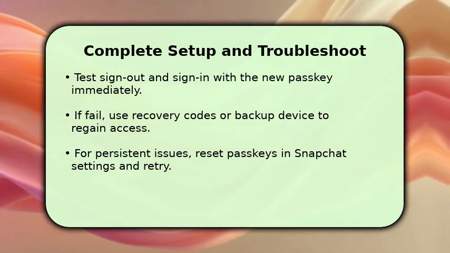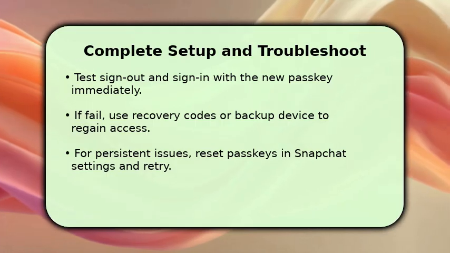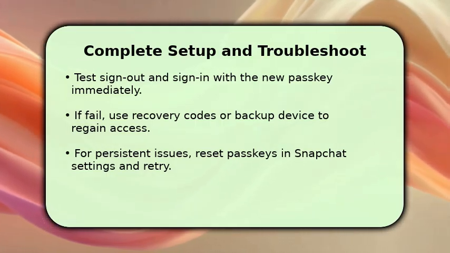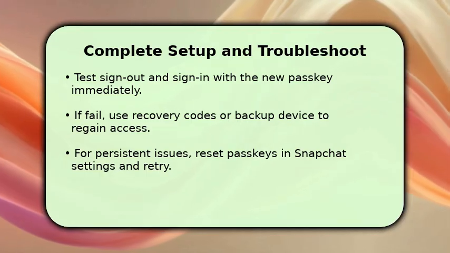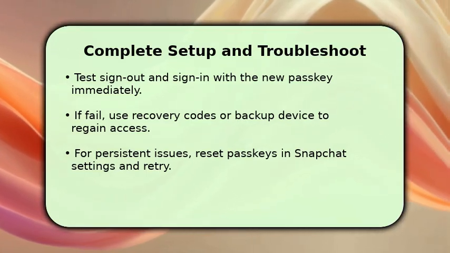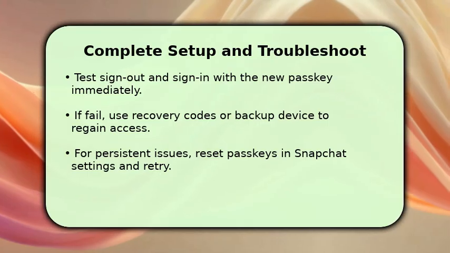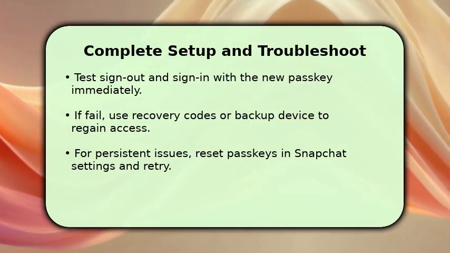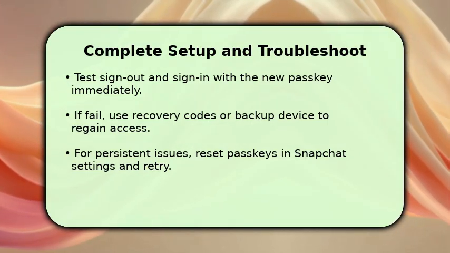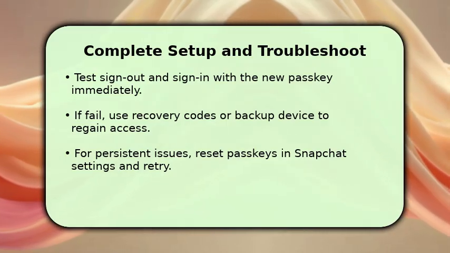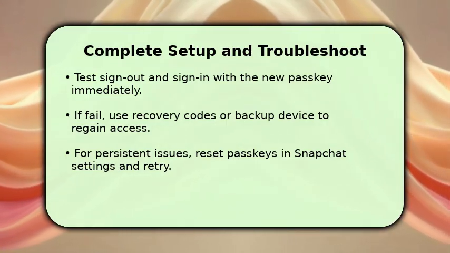If the passkey fails, use your recorded recovery codes or a designated backup device to get back in and then recreate the passkey. Make sure device software and Snapchat remain updated. If problems persist, delete the faulty passkey in Settings Passkeys and recreate it. Doing so resolves most mismatches between device and account states.